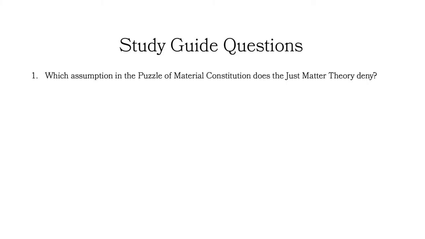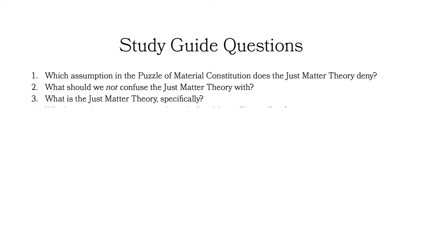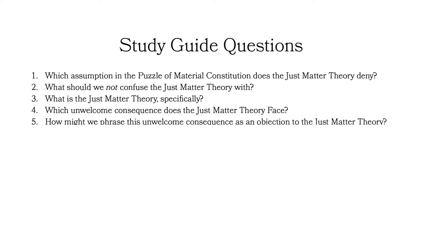1. Which assumption in the puzzle of material constitution does the just matter theory deny? 2. What should we not confuse the just matter theory with? 3. What is the just matter theory specifically? 4. Which unwelcome consequence does the just matter theory face? 5. How might we phrase this unwelcome consequence as an objection to the just matter theory?